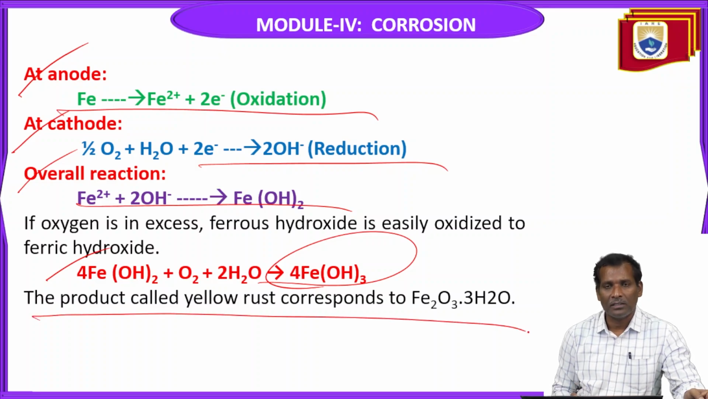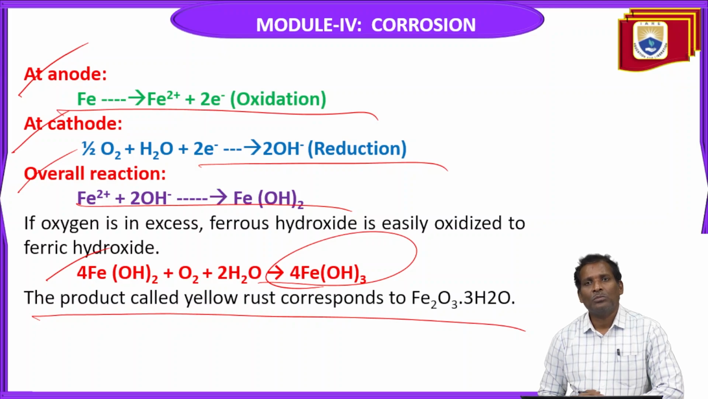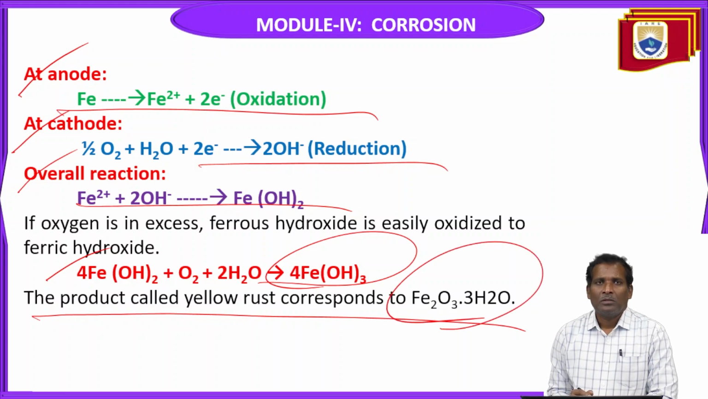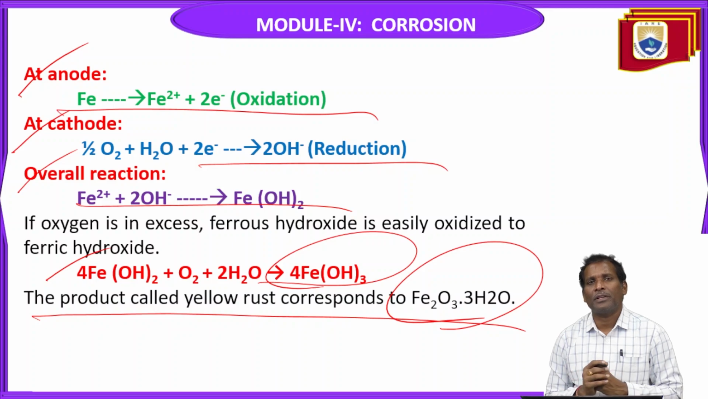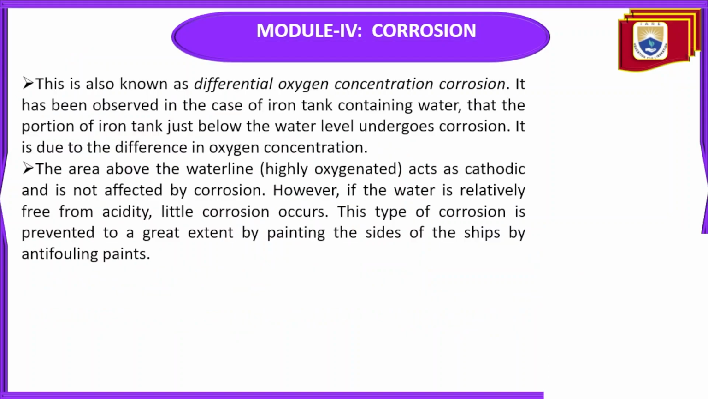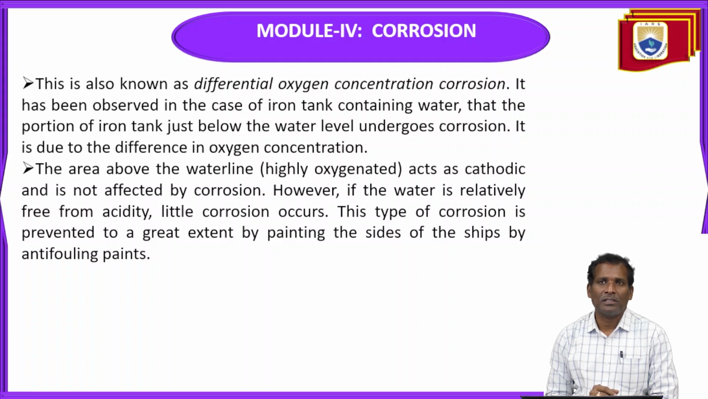So the product is called yellow rust, corresponds to Fe2O3.3H2O. So at anode, the oxidation happens, at cathode reduction happens, and the overall reaction occurred in terms of ferrous hydroxide. Why? Because the oxygen is in excess, the ferrous hydroxide is easily oxidized to ferric hydroxide. The total product is called yellow rust. So that is Fe2O3.3H2O. So this is known as differential oxygen concentration corrosion.